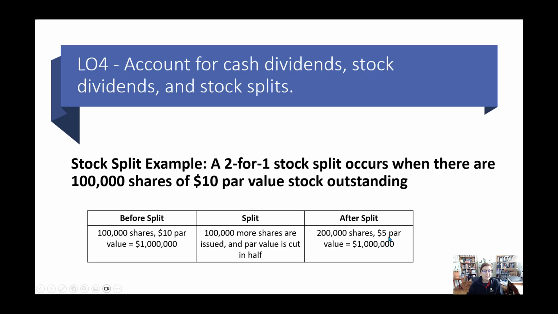The par value is cut in half. So the par value is now $5. And the balance sheet is showing $1 million still. There's no journal entry, no debit or credit. There's no change in the stockholders' equity. The only change is the number of shares and the par value when there's a stock split. Okay? And oftentimes what happens is stock splits are beneficial to stockholders because they split the stock and then the price after that tends to go up.